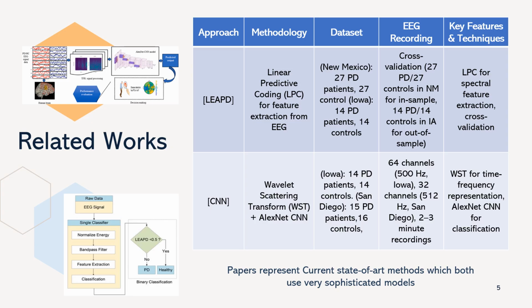So recent approaches regarding the detection of Parkinson's disease using EEG signals include these two papers here. The first one, LAPD, uses a linear predictive coding model. And the second one, CNN, uses AlexNet convolutional networks. And these papers represent the current state-of-the-art methods, and both use very novel and sophisticated machine learning models.